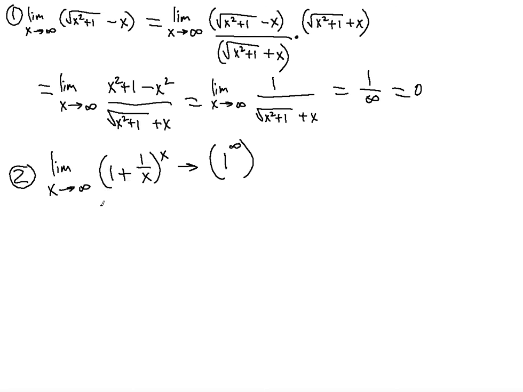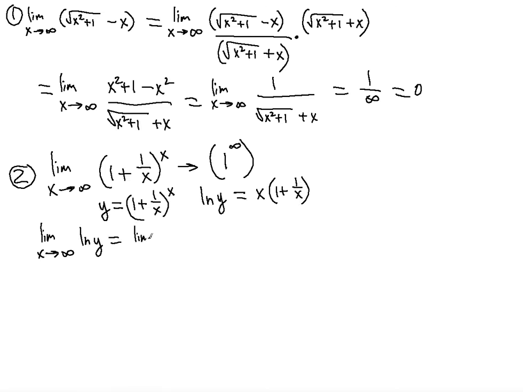In order to get rid of it, we're going to set y equal to 1 plus 1 over x, raised to the x power. We're going to treat it like a function, and then ln y will help us get rid of that x power and rather multiply it inside. So ln y is going to be x multiplied by ln of 1 plus 1 over x. Now we're going to calculate the limit as x approaches infinity of this ln y, so we just copy this down.